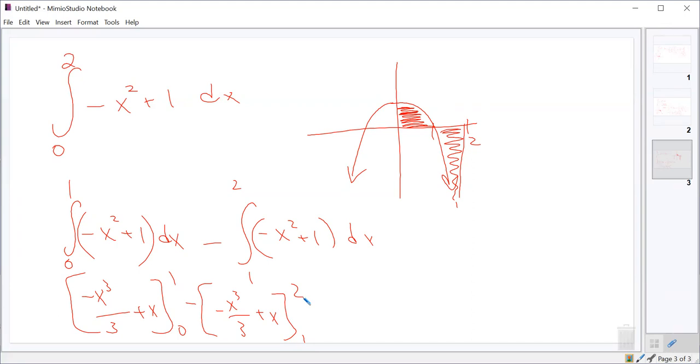Okay. Good at home? Negative 1/3 plus 1 minus 0. And then this other one becomes, what is that one? Negative 8/3 plus 2. And then minus negative 1/3 plus 1.